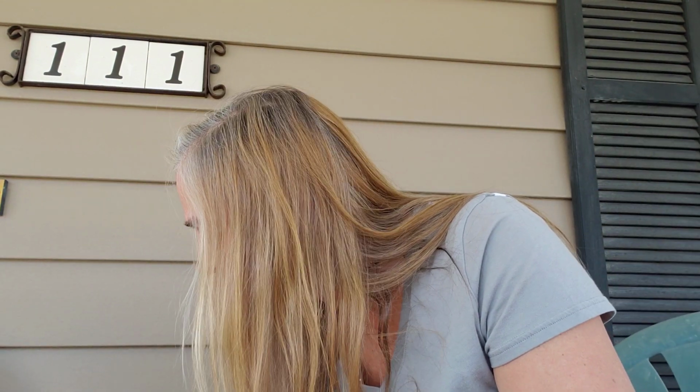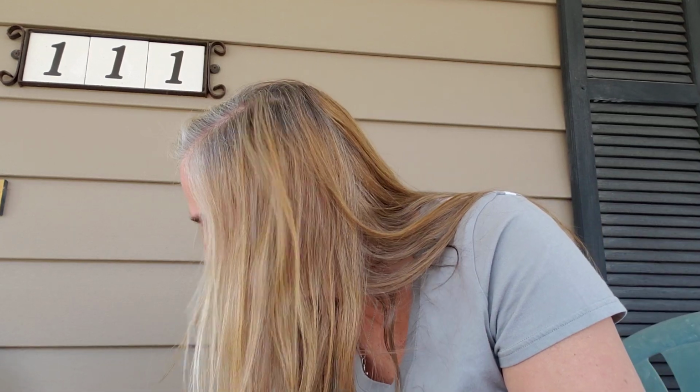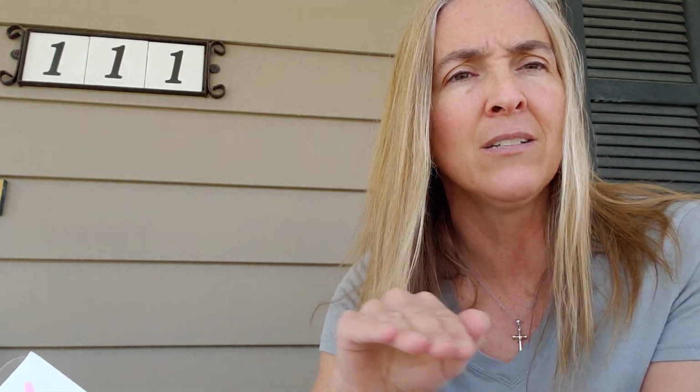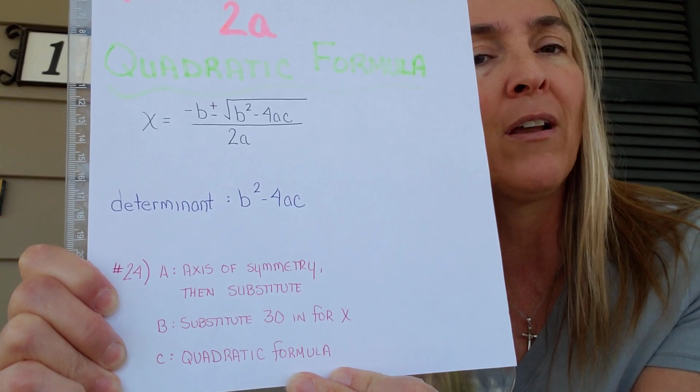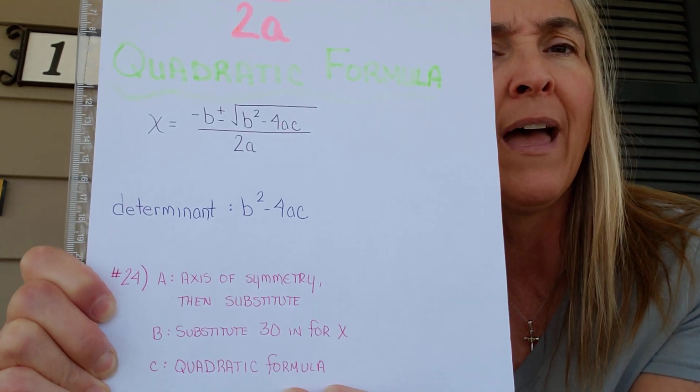And then the last one says, okay, if your opponent does not hit it back, where's it going to hit the ground? Well, that's asking you for the zero of that equation. And so I recommend using the quadratic formula to get your zero for that one.